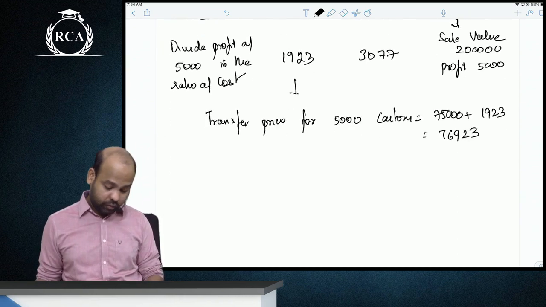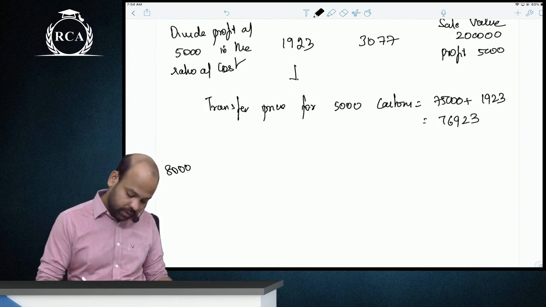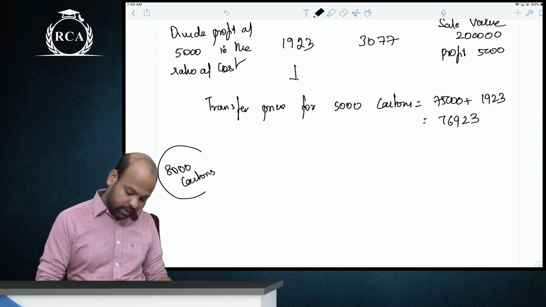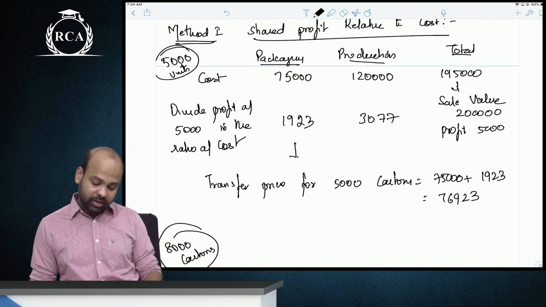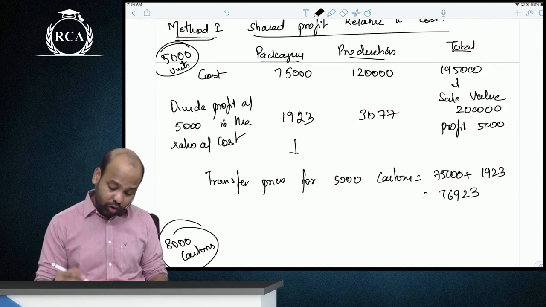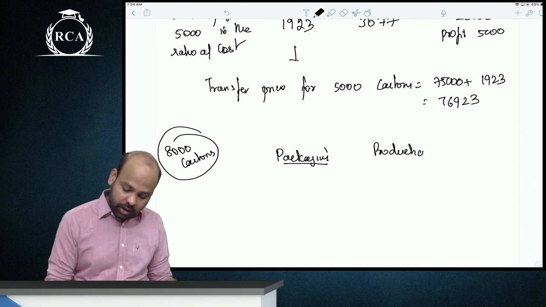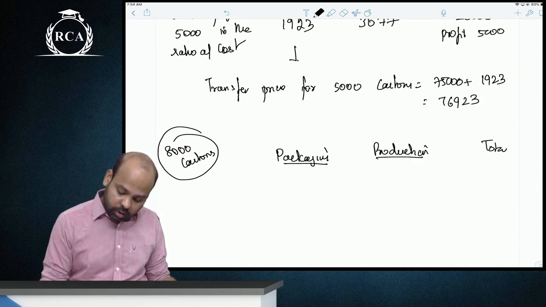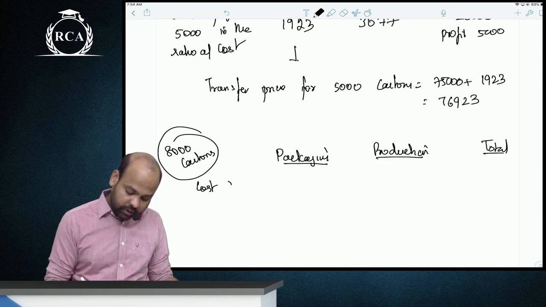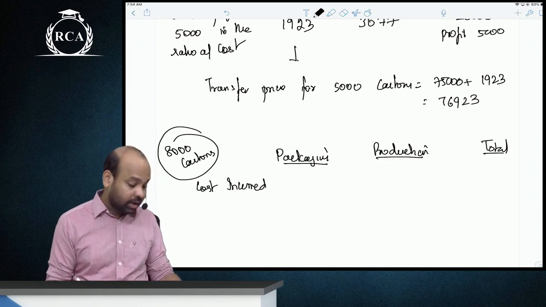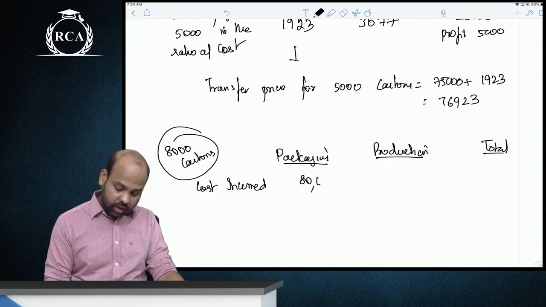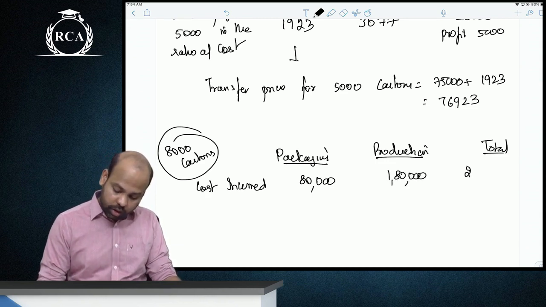What if it is for 8,000 cartons? I'm just writing the transfer price first, then I'll compute the profitability statement. Please do not copy. There is the packaging division, the production division, and then the total. The cost incurred by the packaging division for 8,000 cartons is 80,000. The cost incurred by the production division is 1,80,000. The overall cost is 2,60,000.